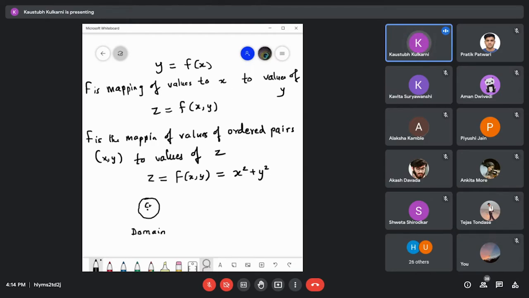We take any ordered pair (x, y) from this domain, and this is mapped to a range, which is values of z. So this particular (x, y) will be mapped to some particular value of z. This is the definition or the meaning of a multivariable function, a function of more than one variable.